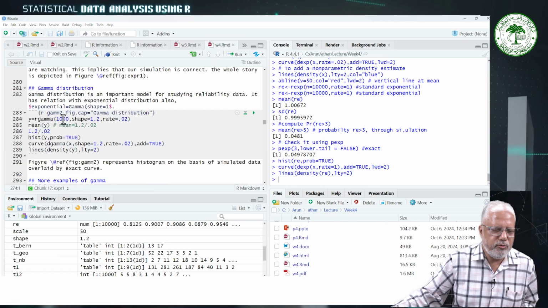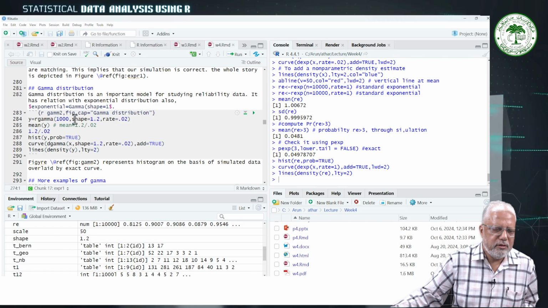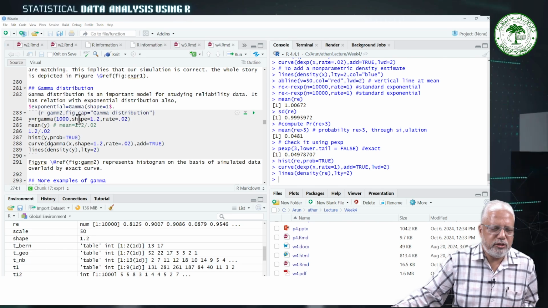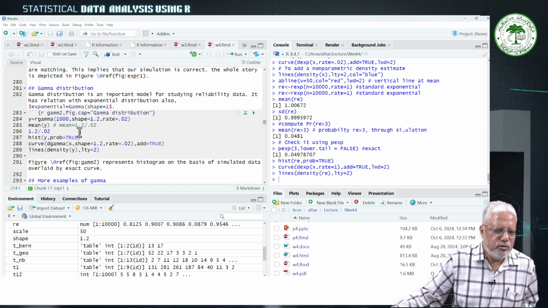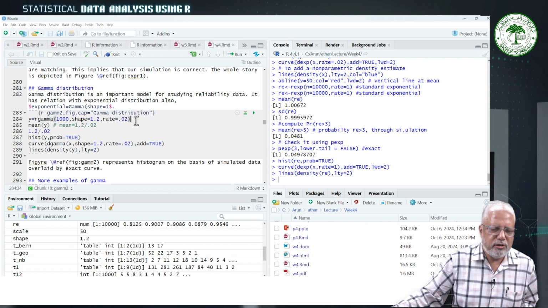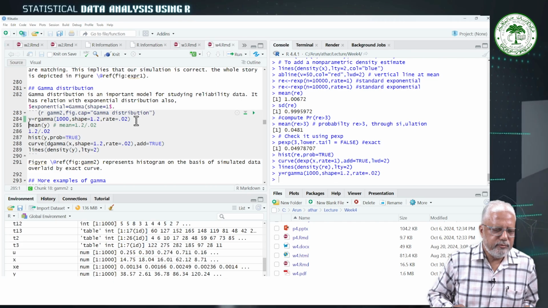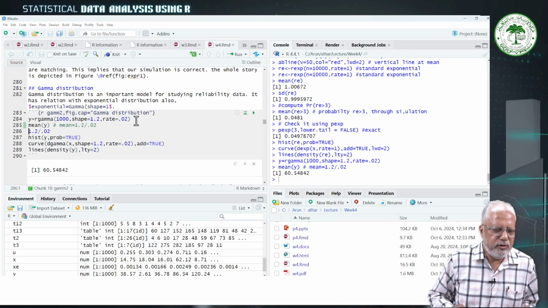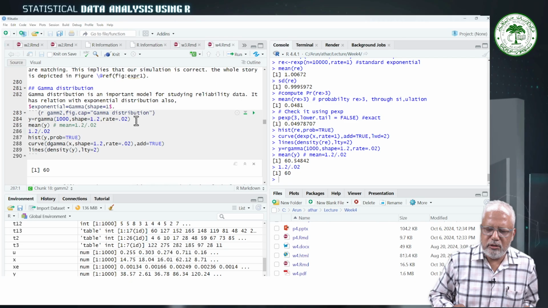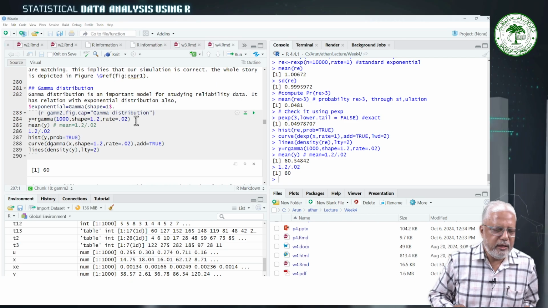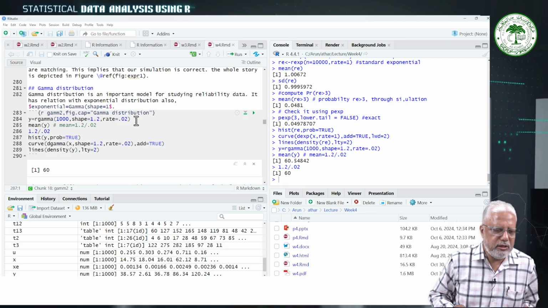Similarly, for gamma distribution, suppose we are simulating 1000 observations from gamma distribution, shape is equal to 1.2, rate is equal to 0.02. So, we can simulate this data, and then of course, we can get the mean which is nothing but 60, and then a histogram on the basis of simulated data.